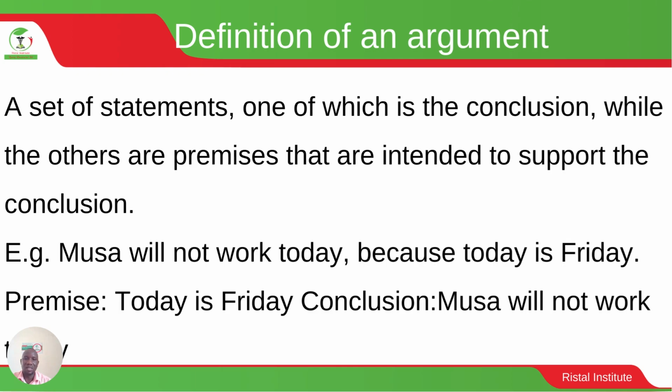So, for example, if someone says today is Friday, Musa will not work. So the premise or the statement that today is Friday is what you can call a claim. And that claim can also be called a proposition, as we shall see. It should have a truth value. This is to say this statement is either true or false. So today is Friday. Because today is Friday, Musa will not work today.